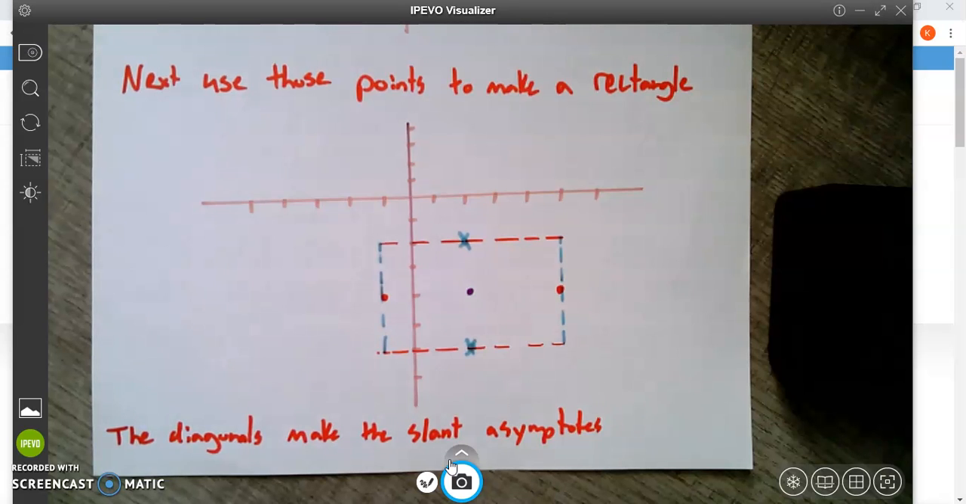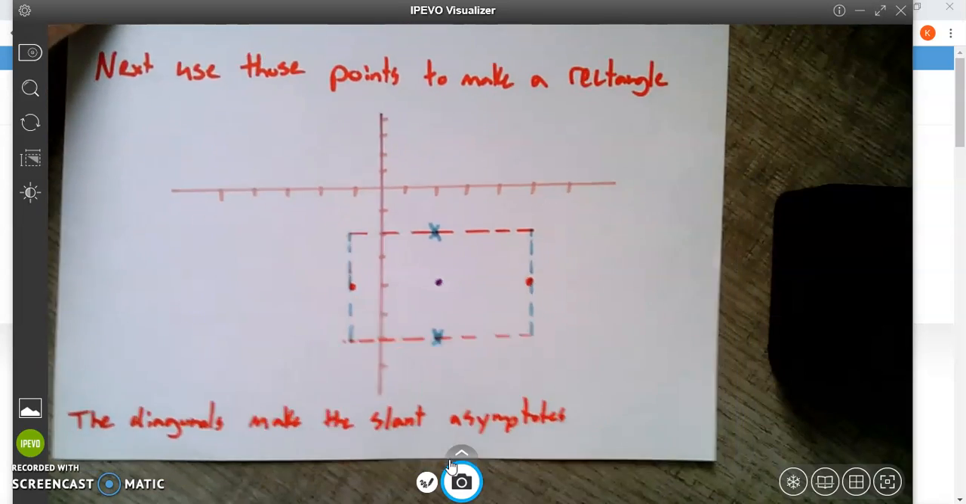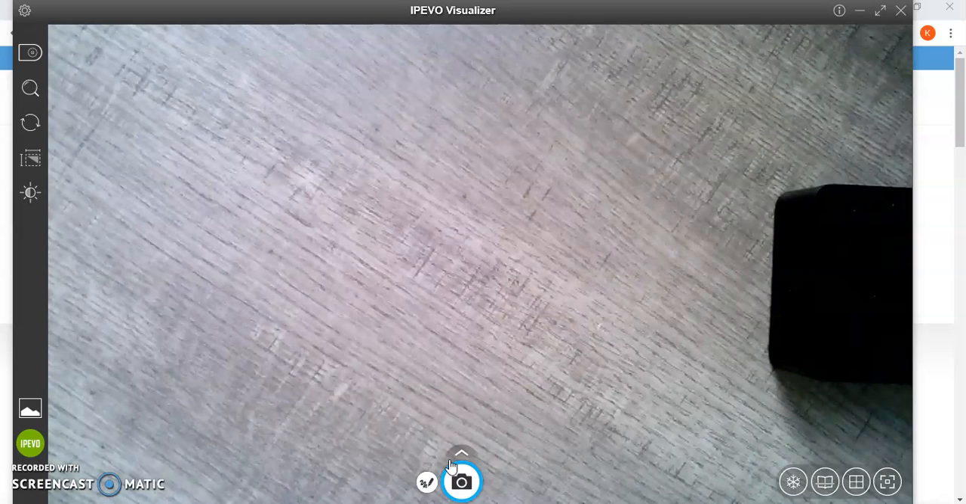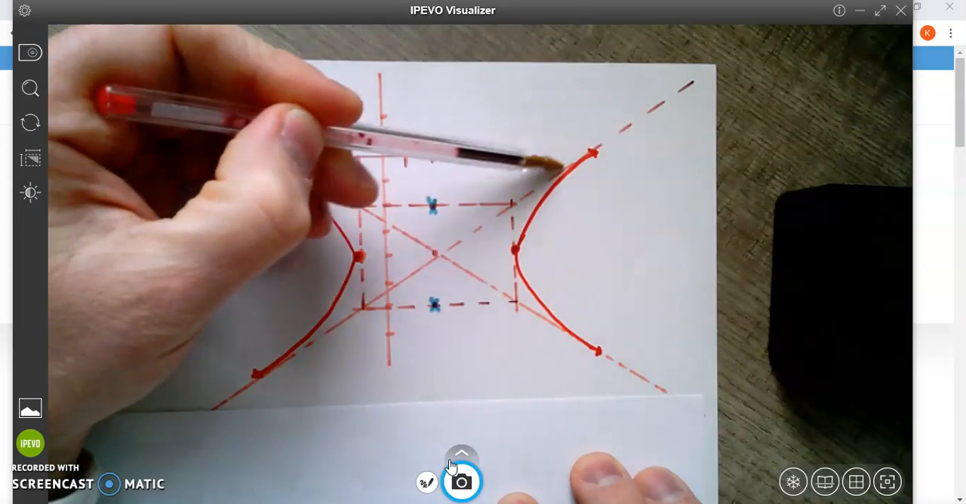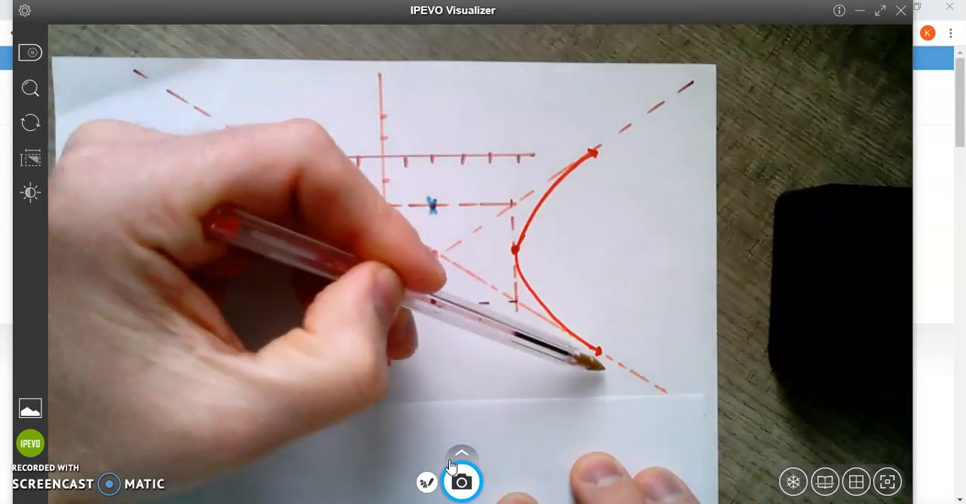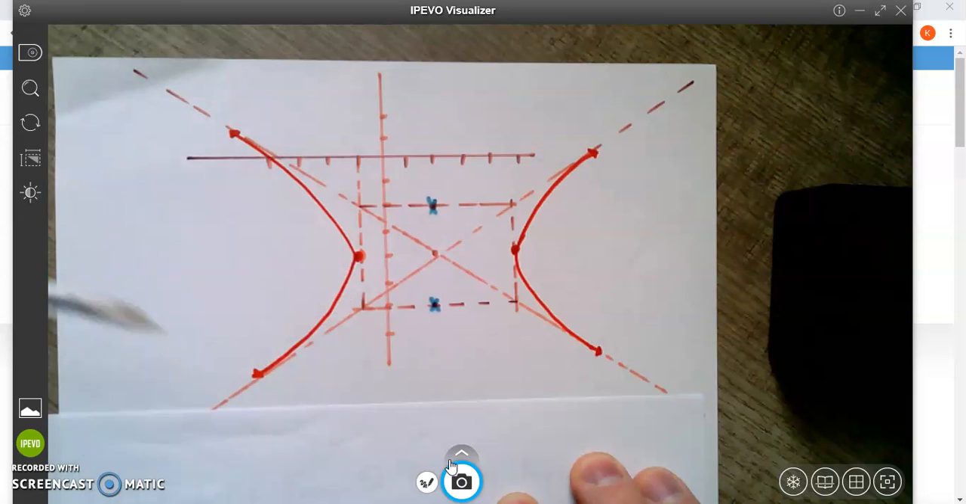Clicking down to the last 2 minutes here, so we're going to wrap this up. So I drew my rectangle. I will draw the slant asymptotes. And then just like anything that has asymptotic behavior, our graph will go through the vertices, those dots, and it'll approach the slant asymptote, never quite get there, on both sides, going up and down. Okay, we did it. We graphed a hyperbola.